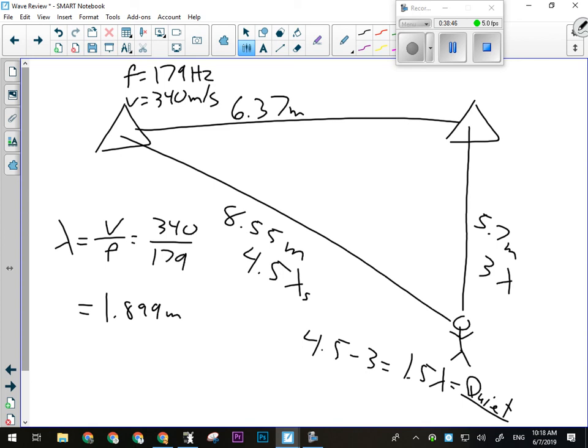It's based on the number of wavelengths. If it's a decimal, if it's 0.5, then they arrive crest to trough and they cancel each other. If it's a whole number, they arrive crest to crest. I hear a loud sound because it's constructive interference then.